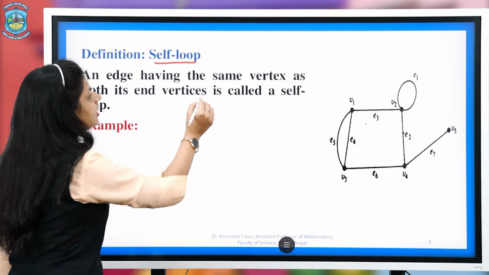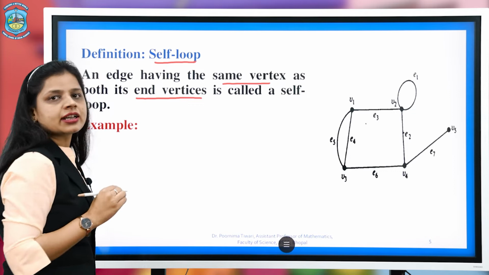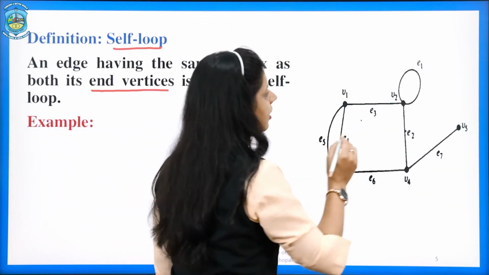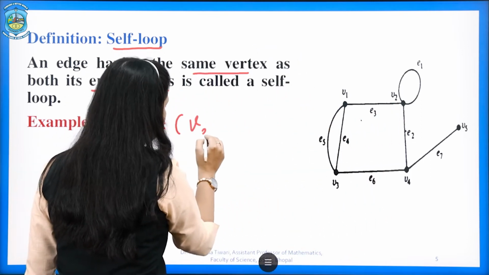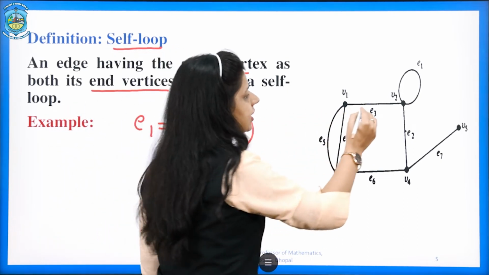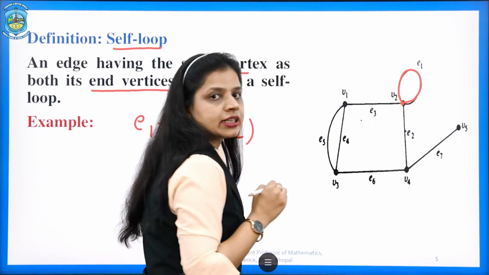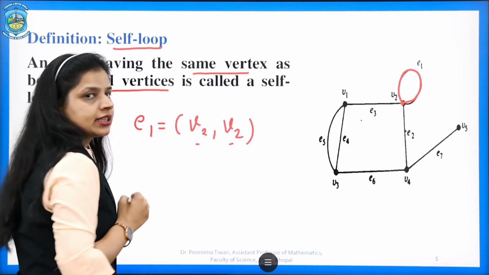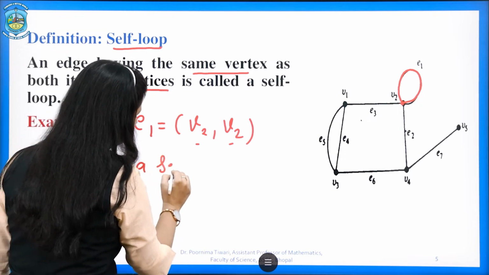Next definition is self-loop in a graph. An edge having same vertex as both of its end vertices is called a self-loop. If we observe this graph, we find that this edge E1 is identified by pair of vertices V2 and V2. This edge E1 starts at the vertex V2 and ends at vertex V2. Its both end vertices are same, so this edge E1 is a self-loop.